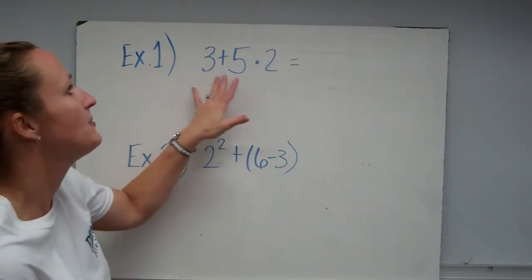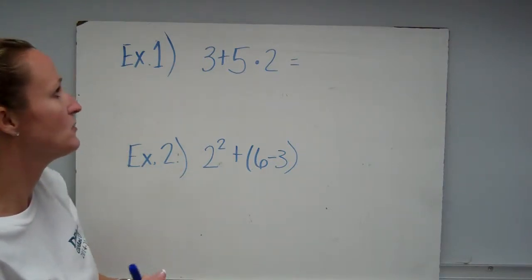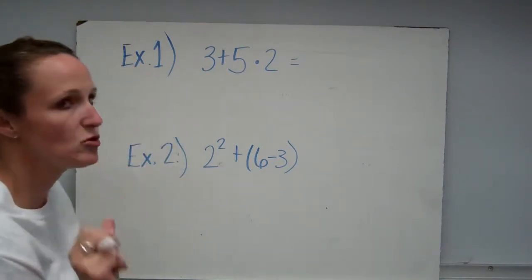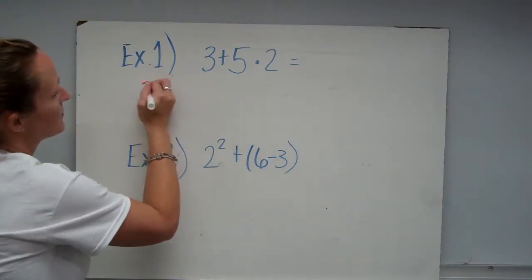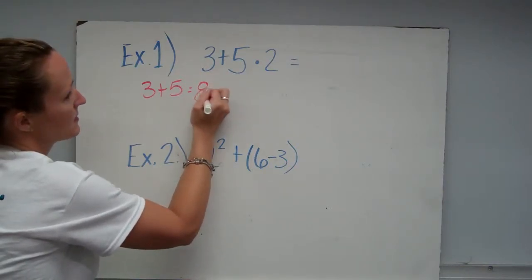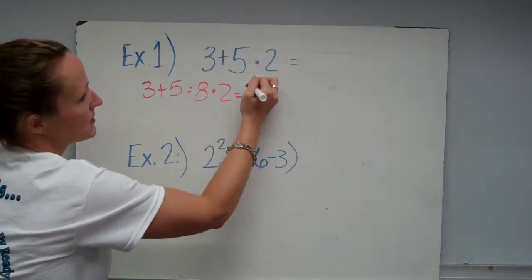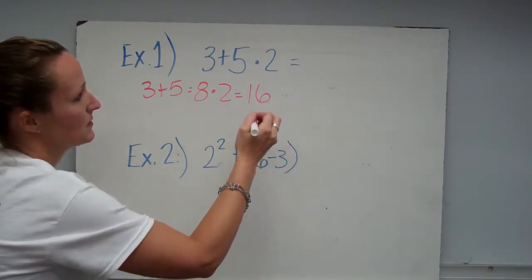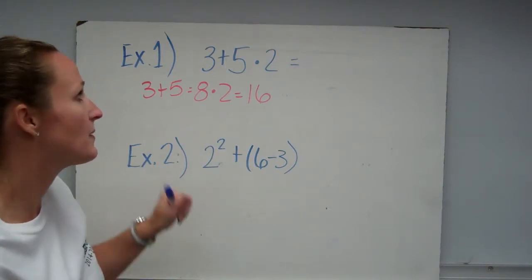Example 1: 3 plus 5 times 2. There's nothing here that you don't know how to do. Now, there are two ways I can solve it. If I do 3 plus 5, that gives me 8, times 2 gives me 16. Okay, so my answer is 16, but I didn't follow the order of operations.